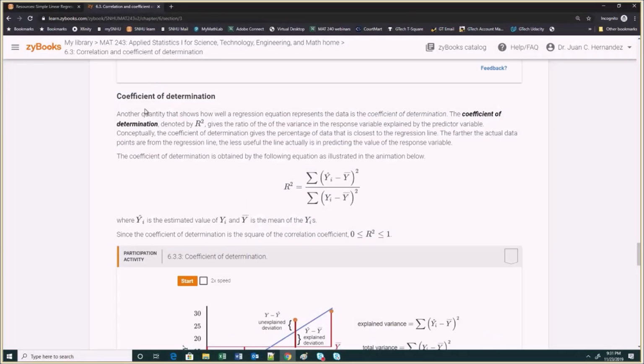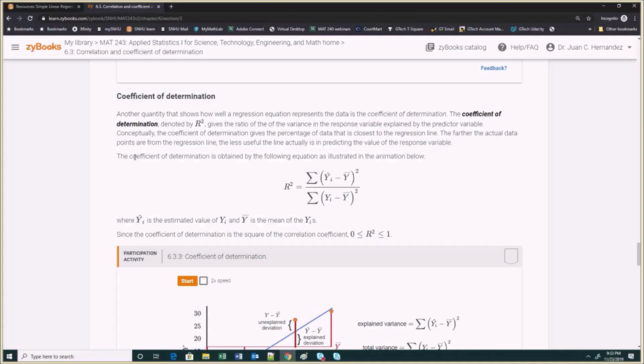For regression equations, we also have the coefficient of determination. As it says here, the coefficient of determination, denoted R square, gives the ratio of the variance in the response variable explained by the predictor variable. Note that the representation for coefficient of determination is R square, and it literally is R square. It's just the square of the correlation coefficient. So once you calculate your correlation coefficient, you can square it to get the coefficient of determination.